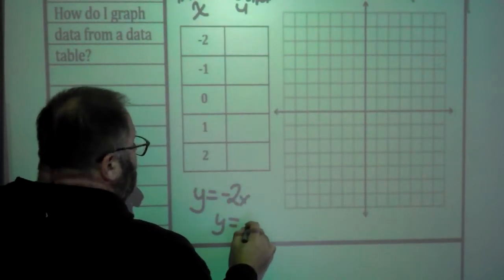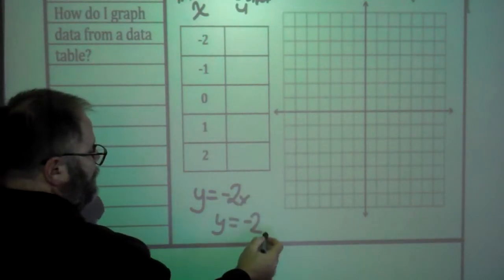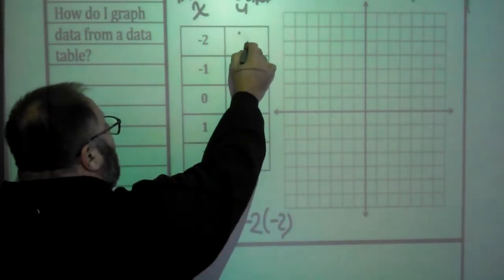It should be y equals negative 2. That's my rate of change. Times negative 2, which is positive 4.